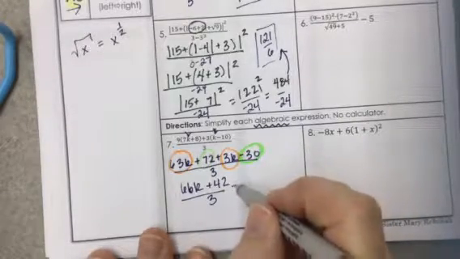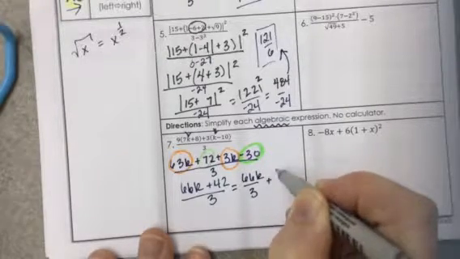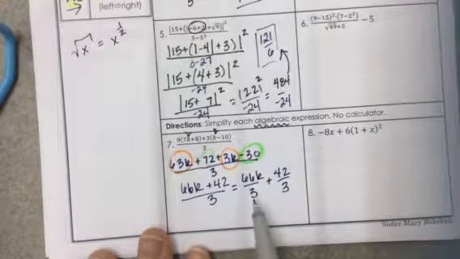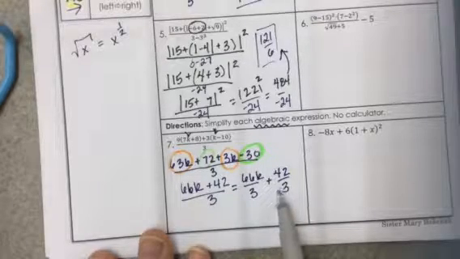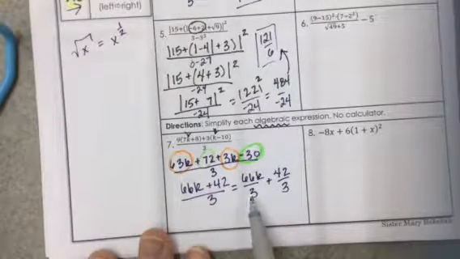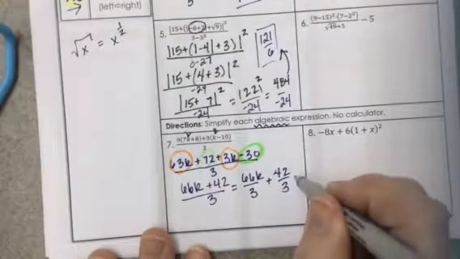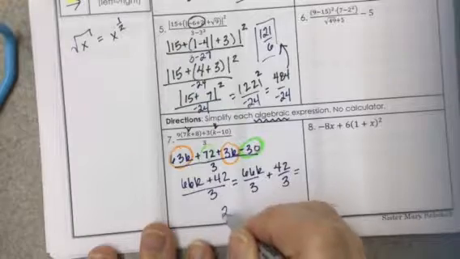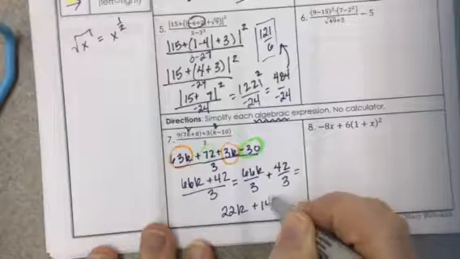Now, this would be like taking 66k over 3 and adding 42 over 3, right? Because if I were to go in the other direction, because I have a common denominator, then I can add the numerators and keep the denominator. Splitting it up, you can do the same thing. So I can take each piece of this binomial and put it over the denominator. So in the end, I have 66k over 3, which is 22k, and then 42 over 3 is 14.